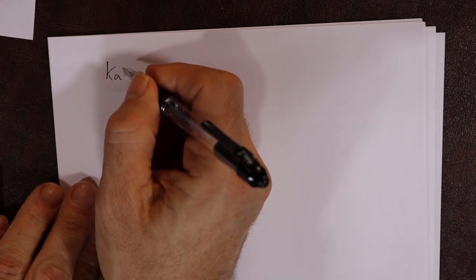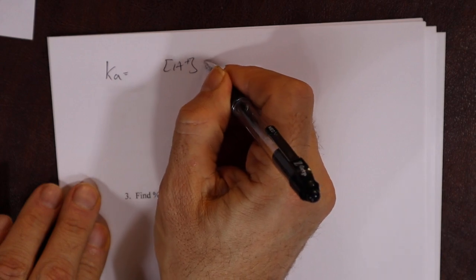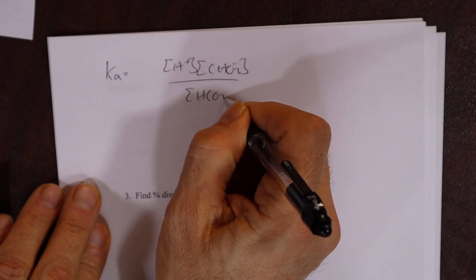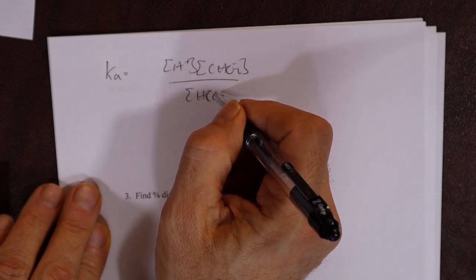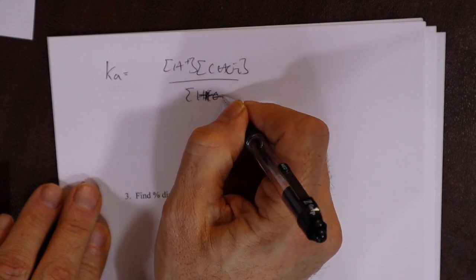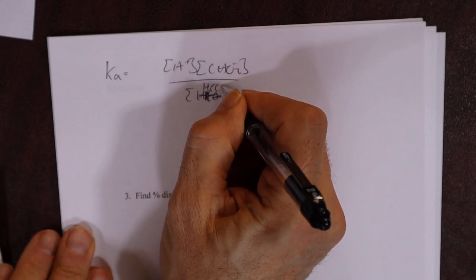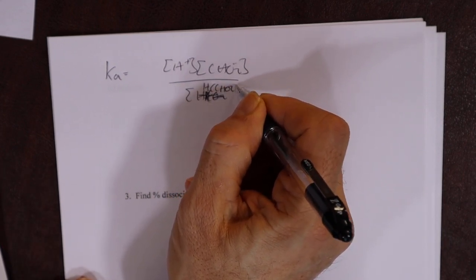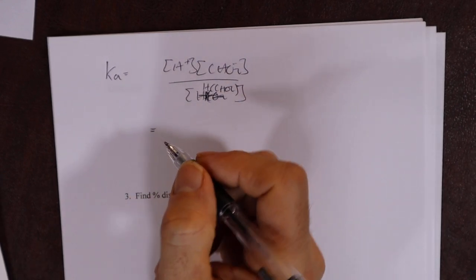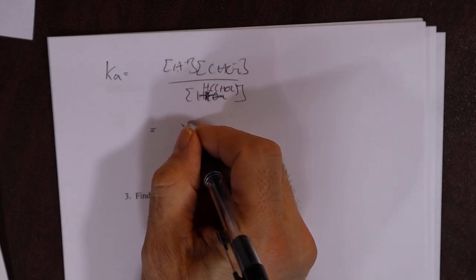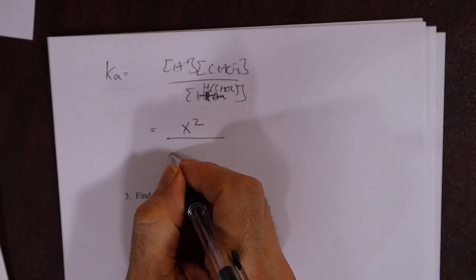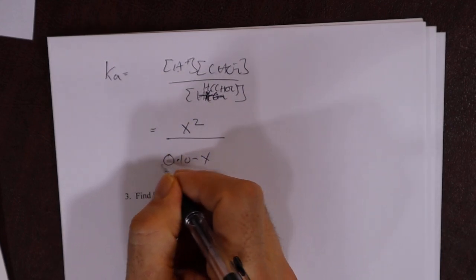So Ka equals products over reactants, in that formula [H+][CHO2-] over [HCHO2]. Going back to the previous page, both of these were x. X times x is, of course, x squared, divided by reactants at equilibrium, 0.10 minus x.